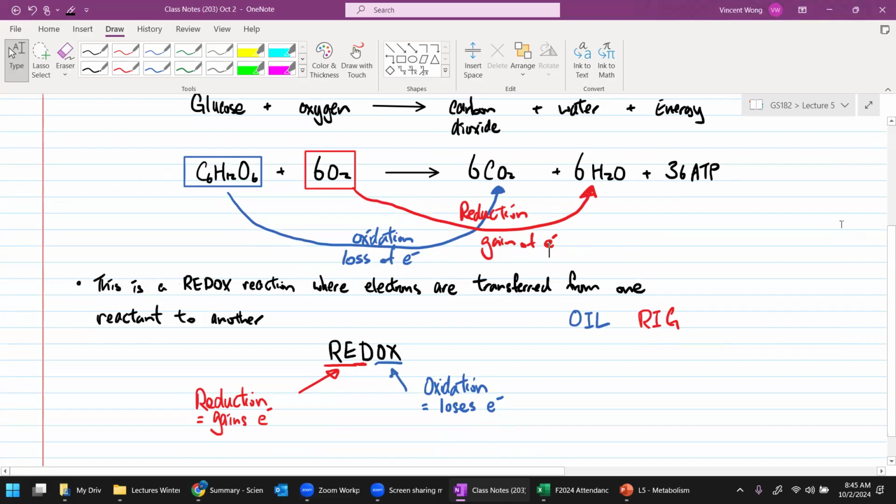Electron from glucose. Okay. So we're going to take the electron from the glucose and then you're going to transfer it onto oxygen. Okay. So when glucose loses the electron, it's oxidized. But when oxygen picks it up, then oxygen is reduced. Okay. So once the glucose has lost the electrons, then it becomes carbon dioxide. Okay. And once the oxygen picks up the electrons, then it becomes water.